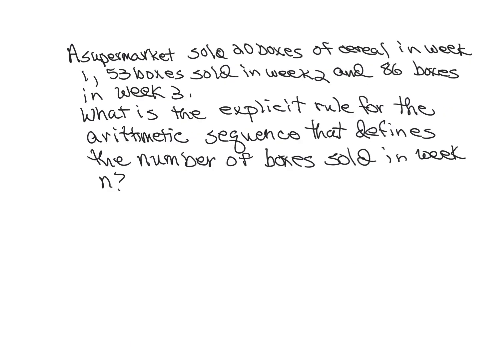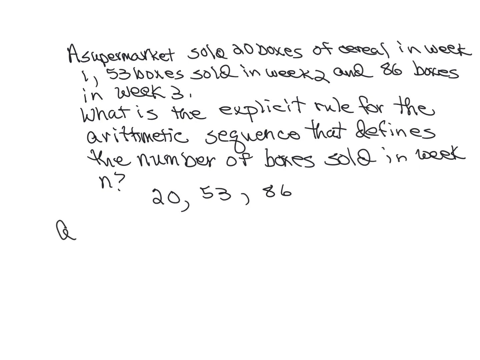All right, when I look at this problem and I see all of these words, I think, wow, this one's going to be hard, but it's just an arithmetic sequence. A supermarket is selling cereal. In week 1, they sell 20 boxes. In week 2, they sell 53 boxes. And in week 3, they sell 86 boxes. We're asked to find the explicit rule for this arithmetic sequence.